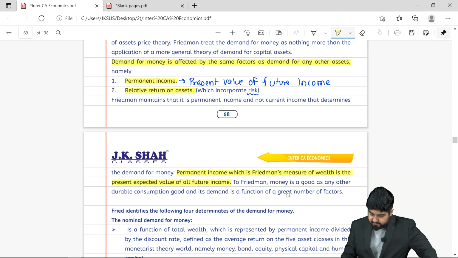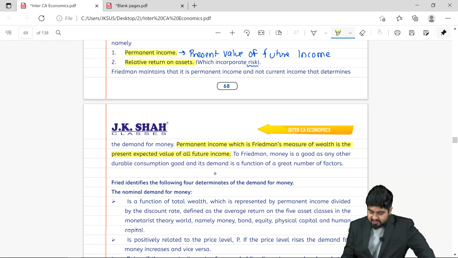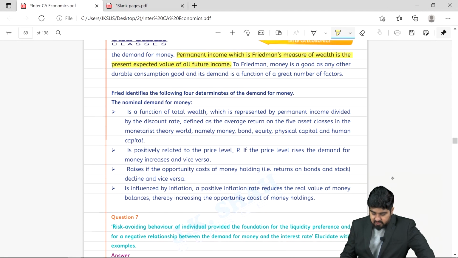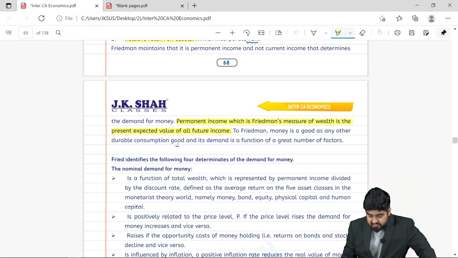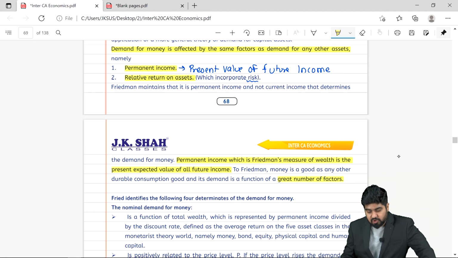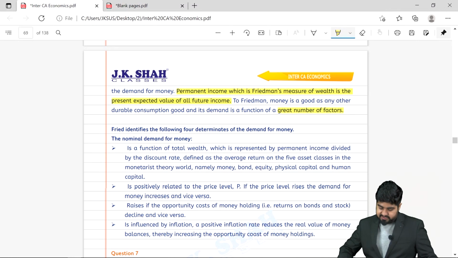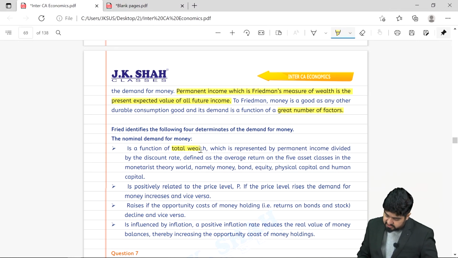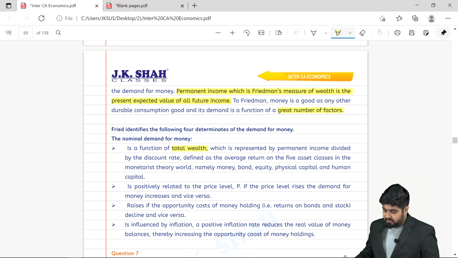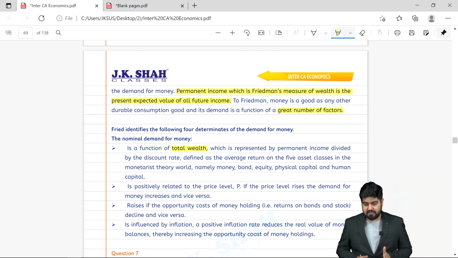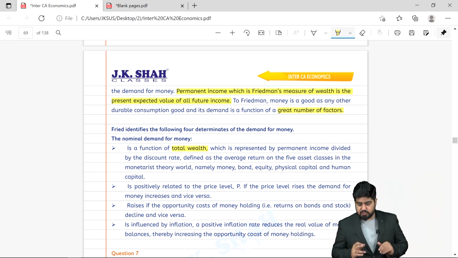To Friedman, money is as good as any other durable consumption good, and its demand is a function of a great number of factors. Now, when I say money is just like any other asset and it is influenced by a great number of factors, what are they? Let's have a look at it. First one, it is a function of total wealth. Now, how does Milton Friedman define wealth, students? That you need to understand.